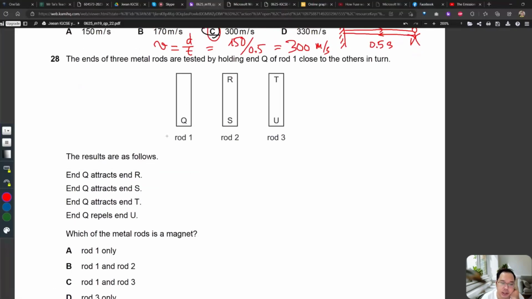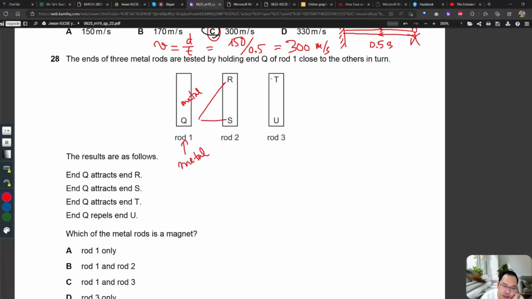The end Q attracts the end R. Q attracts R. This is like repulsion, okay. So Q could be a metal rod. Could be, not definitely. The end Q attracts the end S. Attracts S also, attracts R also. So this definitely is a metal, not a magnet, because a magnet only attracts one pole and repels the other pole.